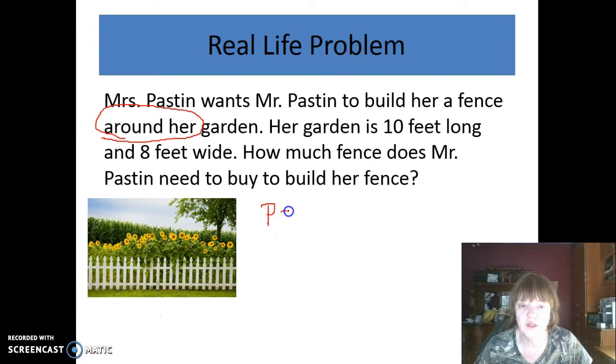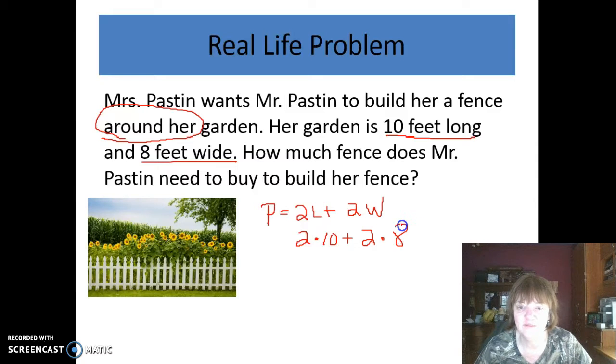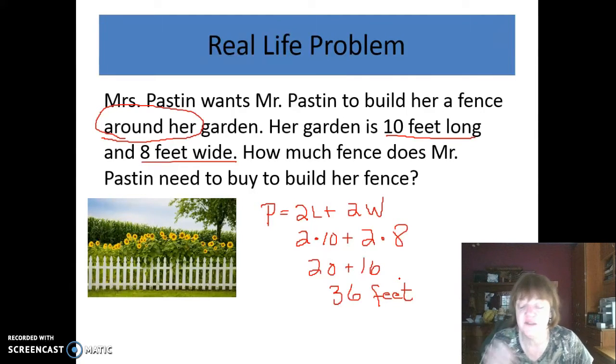So our perimeter formula was 2 times the length plus 2 times the width. And it says here, 10 feet long, 8 feet wide. Easy stuff, right? So 2 times 10 plus 2 times 8. 2 times 10 is 20. Plus 2 times 8 is 16. So Mr. Paston better buy 36, let's see, it was feet. Go back and look at the original problem. He better buy 36 feet of fencing. Might want to go a little bit more just to be on the safe side, but you never know.